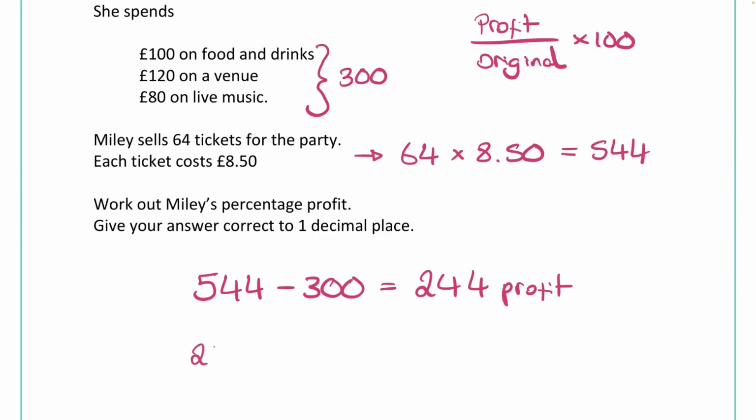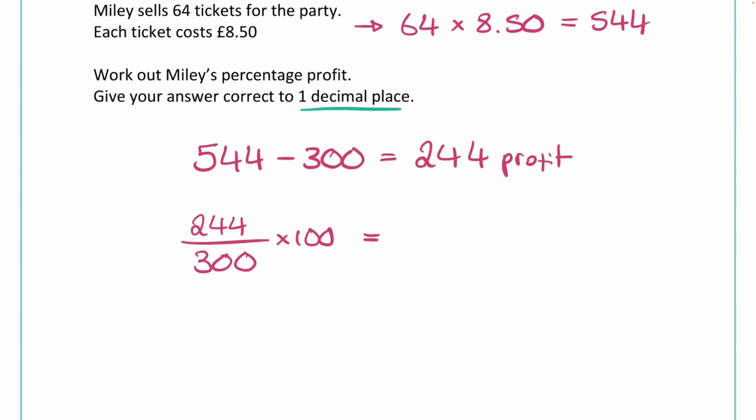We can now just plug these numbers into our formula, which is the profit over the original. So the profit is £244, the original being the price that Miley spent here, which is £300, and then we're going to times that by 100. Not forgetting, it does want our answer to one decimal place, but we'll write down the full answer first, or at least a few decimals past one decimal place, and then we'll round it in our final step.